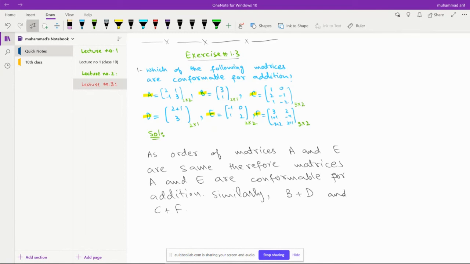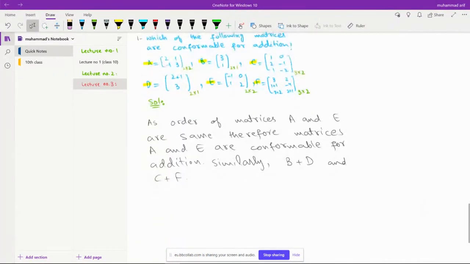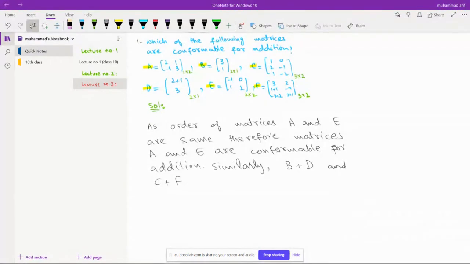Just read the question. The question is, which of the following matrices are conformable for addition? Here we do not add these matrices. Here we only tell which of the matrices are conformable for addition. Clear?